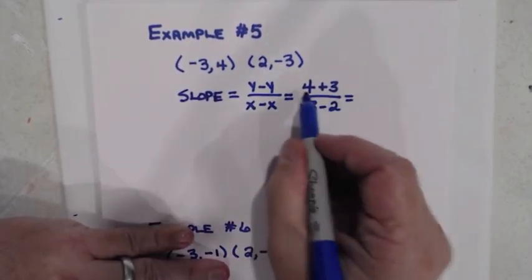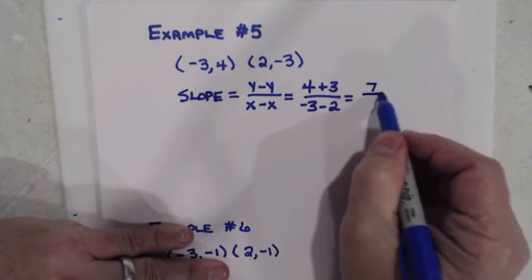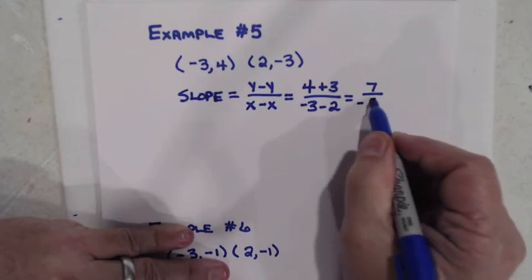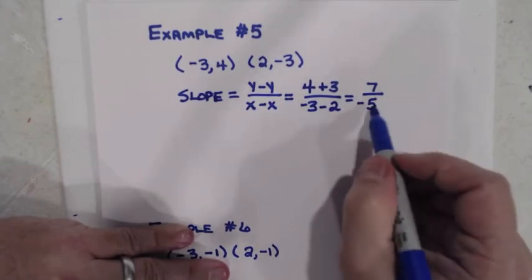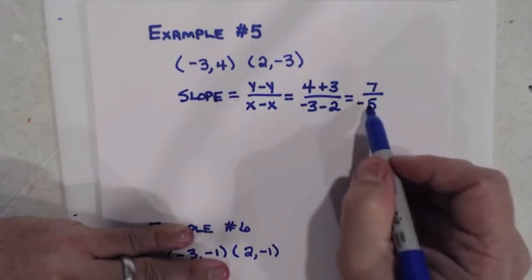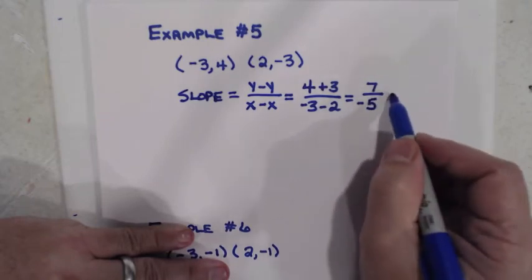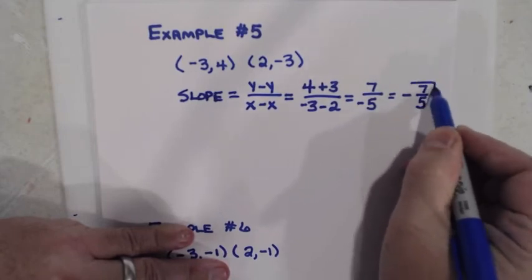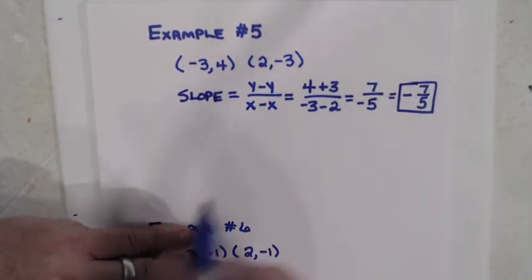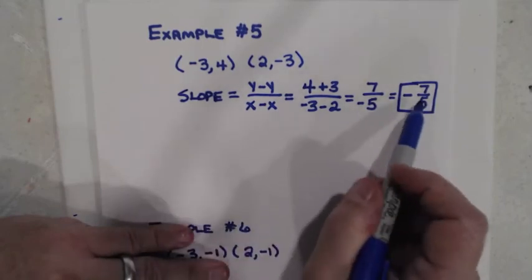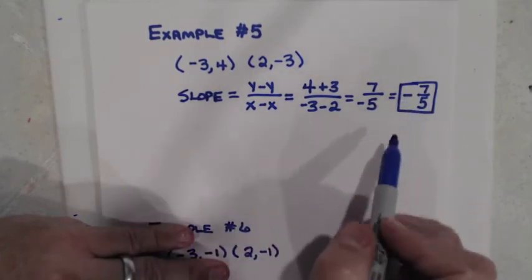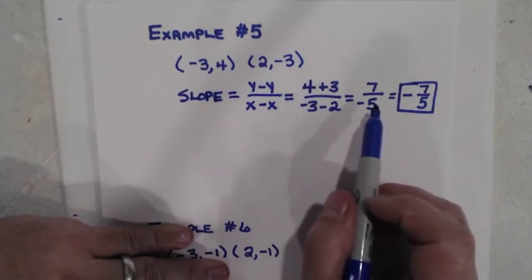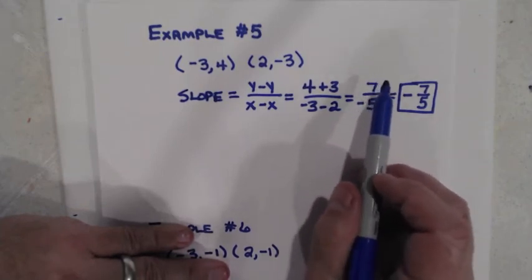Negative 2. Add these numbers in the top, I get 7. Combine these together right here, negative 3 and negative 2 is negative 5. It doesn't matter whether the negative signs are in the top and the bottom. When you write your answer, you kind of put it there in the middle. Negative 7/5. To use this slope, I would go down 7, forward 5, which is the exact same thing as going up 7 and back 5.